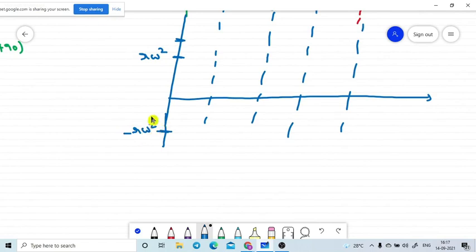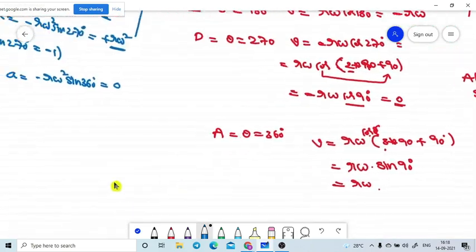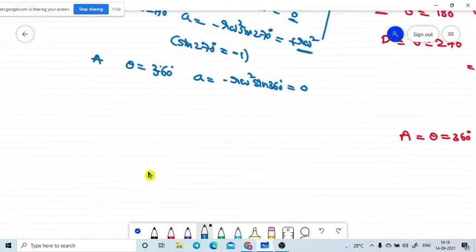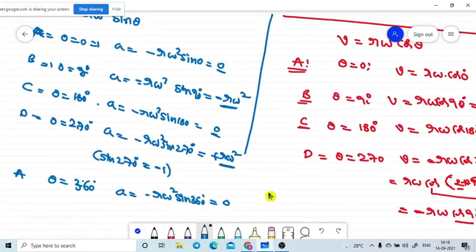This is the displacement graphical representation. At 0 angle, what is the value we achieved? At the initial state, 0 we achieved. So at T by 4, now what is the value? R omega square, or minus r omega square? Minus r omega square. Let me check here, at point B it is minus r omega square we got.